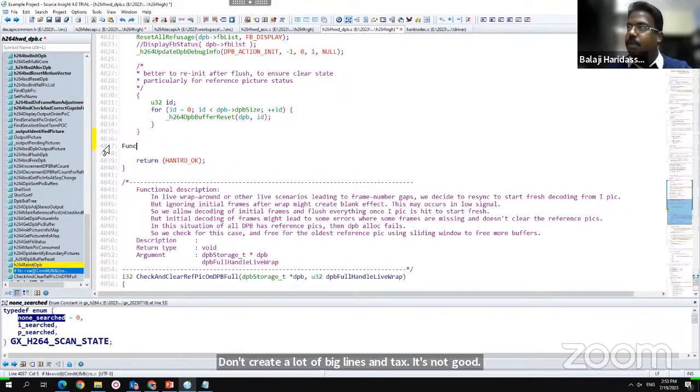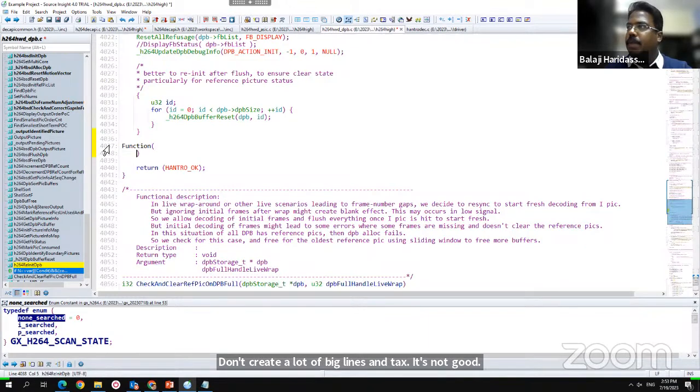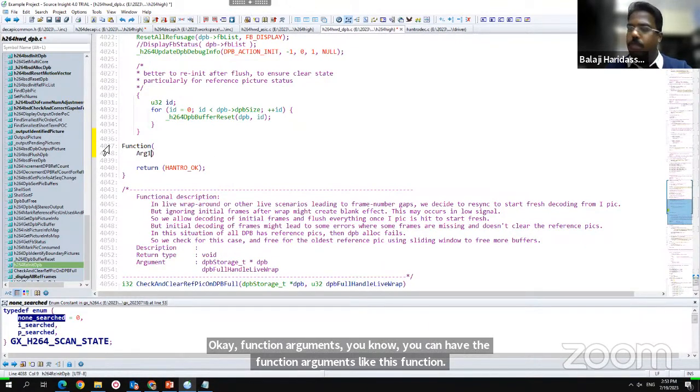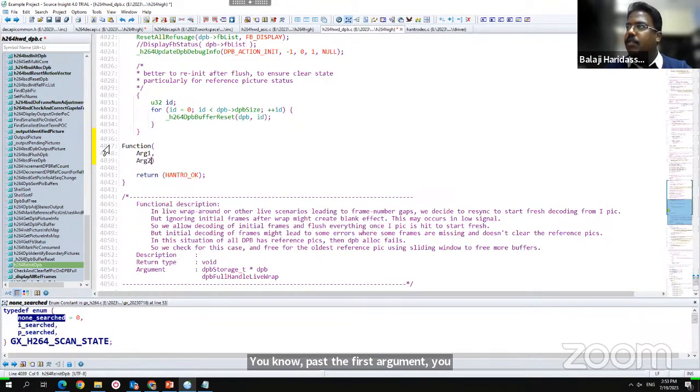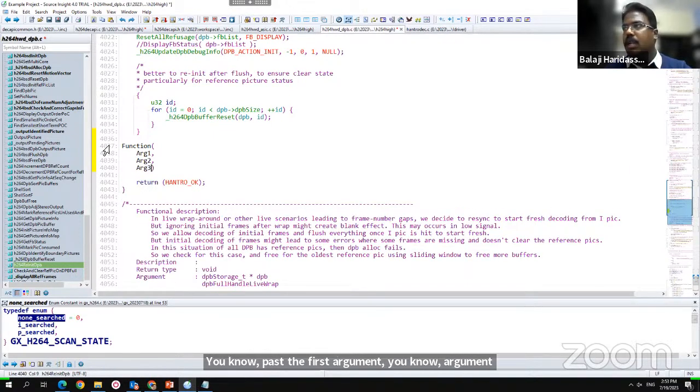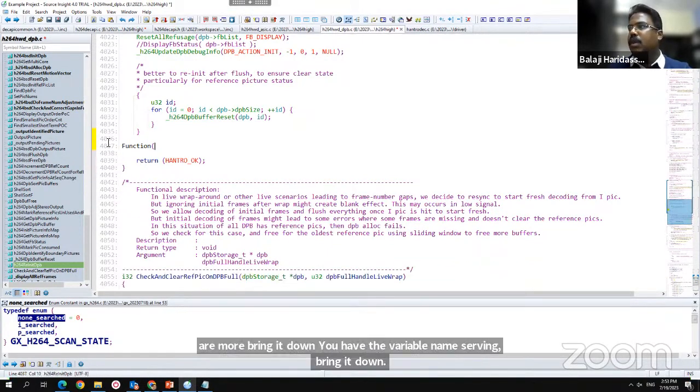Okay, function arguments. You can have the function arguments like this. Function, pass the first argument, argument 1, pass the next argument 2, argument 3. It's more clean. If it is just 3 arguments, same line is okay. If there are more, bring it down. If the variable names are big, bring it down. Okay, so that's more important.